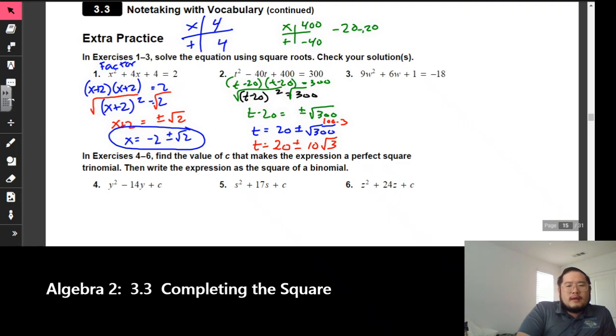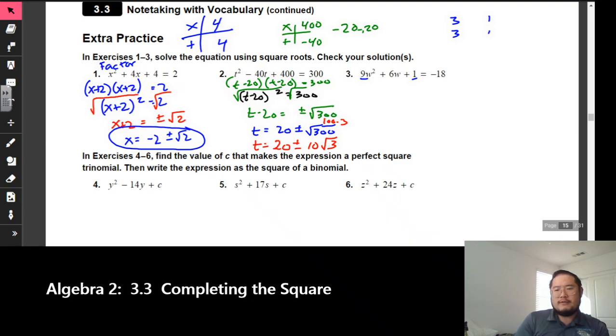Okay, number 3. Now this one's a little bit different. I can't just figure out what are factors of the c term that add up to the b term, because of that 9 that's out in front. So let's think about what are factors of 9. How about 3 times 3? And let's list factors of 1: 1 and 1. I have to somehow get negative or positive 6.